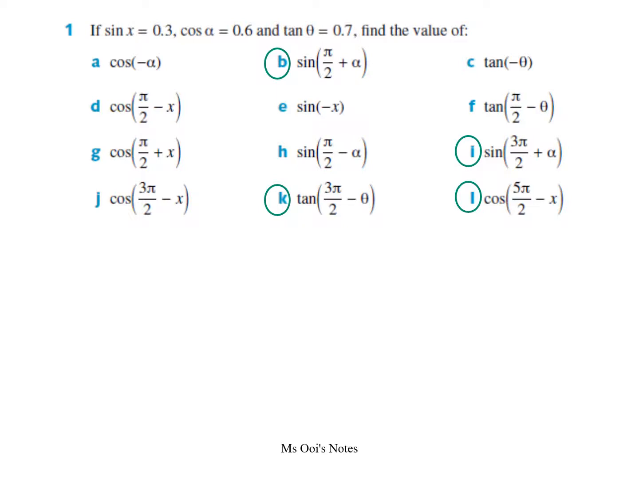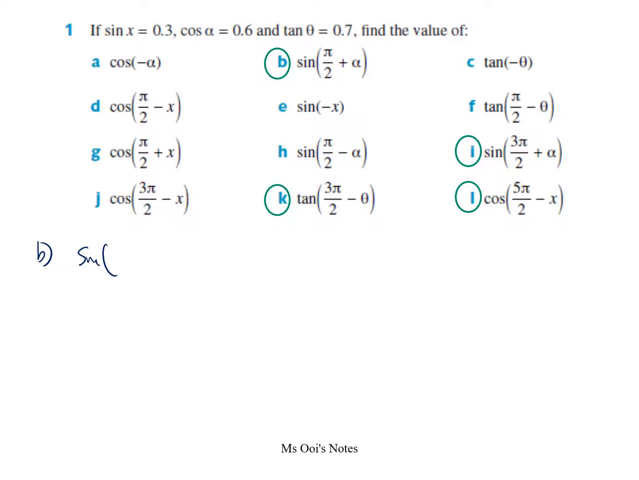All right, pause the video and have a go with this question. Okay, welcome back. So let's look at this question together. We're given sine x equal to 0.3, cos alpha is 0.6, tangent theta is 0.7. So let's look at part B.